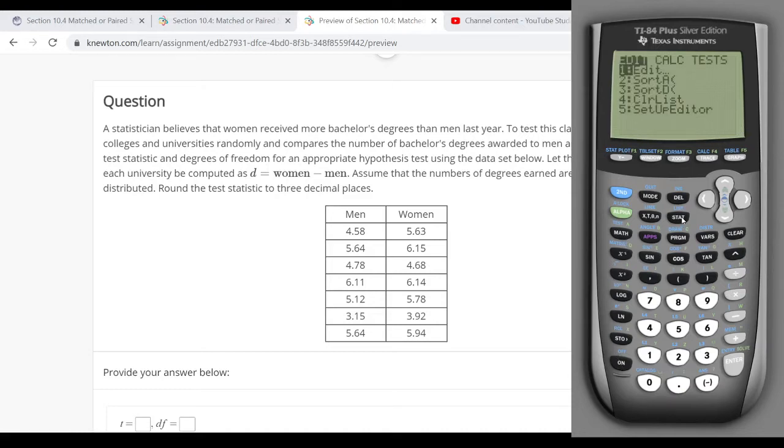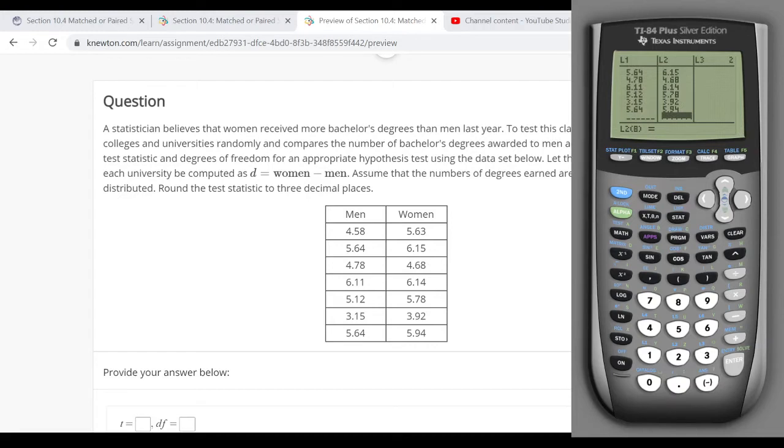So I go stat, edit, and then down list 1. I'll put all those numbers for the men, right? The average degrees awarded for colleges for the men, 4.58, 5.64. All right, and once I'm done entering, there are 7 values here. I'm going to enter the other 7 for the women. I'm going to enter those down list L2. All right, and I'll be back when I'm done with those. They'll pop right up.